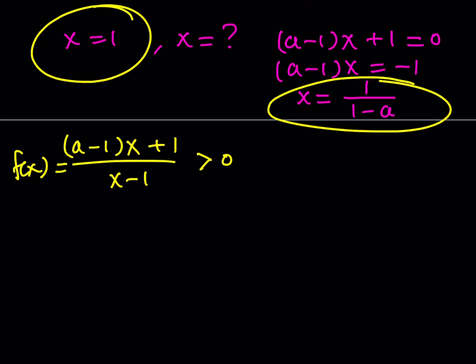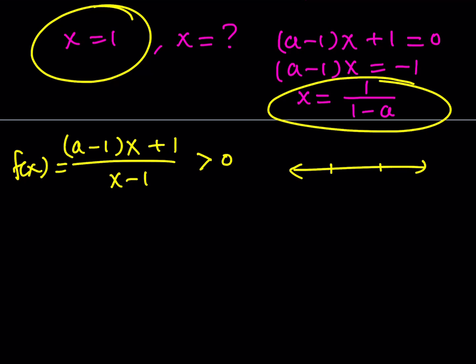But one of the things that you don't know at this point is, when I put these numbers on the number line, 1 and 1 over 1 minus a, let's say I'm going to make a number line, okay? I'd like to order these numbers, but do you know which one is greater than which one? We don't, because depending on the values of a, 1 could be greater than 1 over 1 minus a, or it could be less.